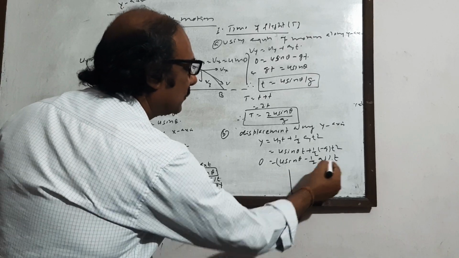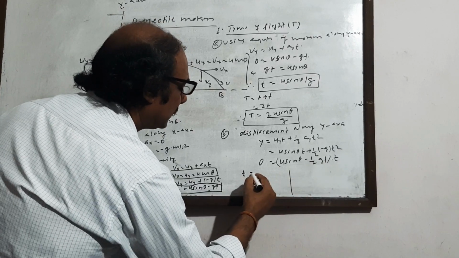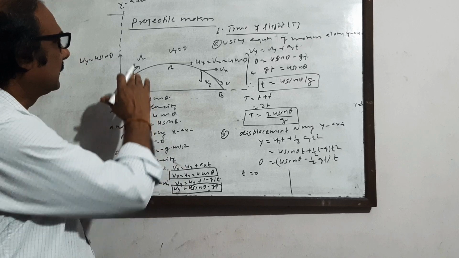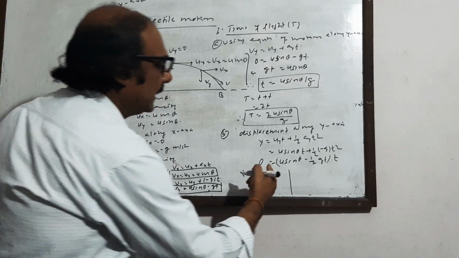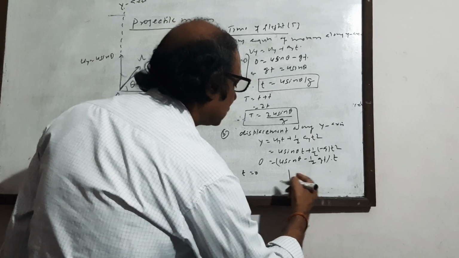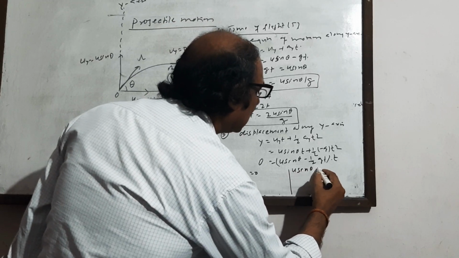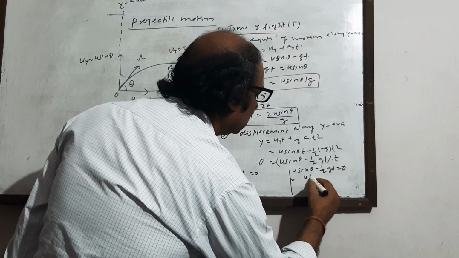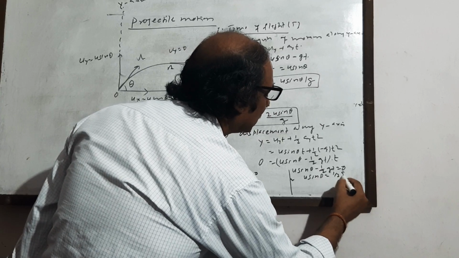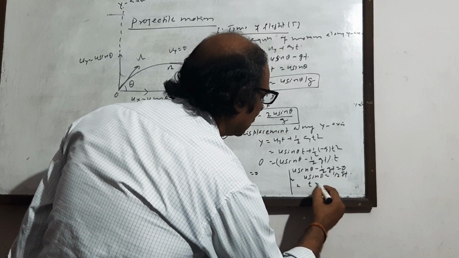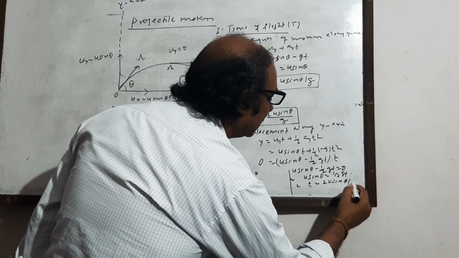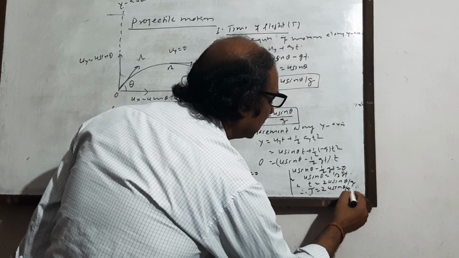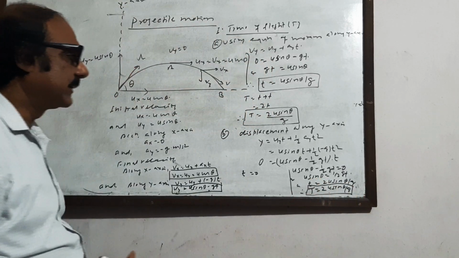So there are two values of t from the equation. Above, t equal to 0 represents the initial time of projection, and the time of flight can be obtained by this expression. So U sin theta minus half g t is equal to 0, or U sin theta equal to half g t, and therefore t equals 2U sin theta by g, and the time of flight capital T is 2U sin theta by g. So time of flight can be obtained in different ways.